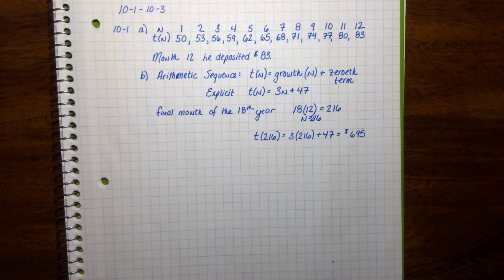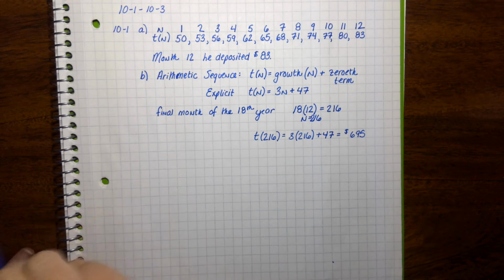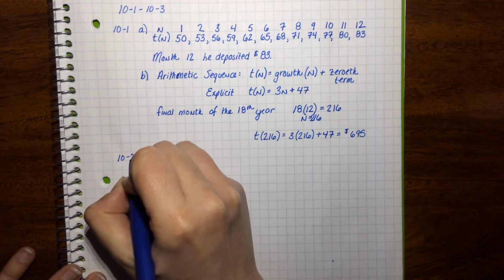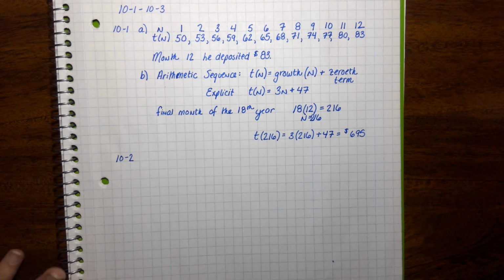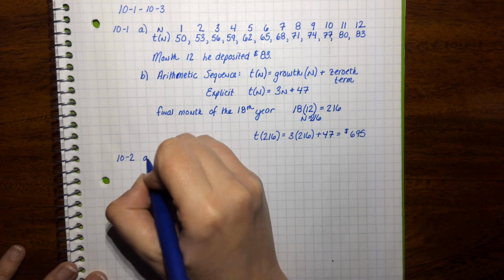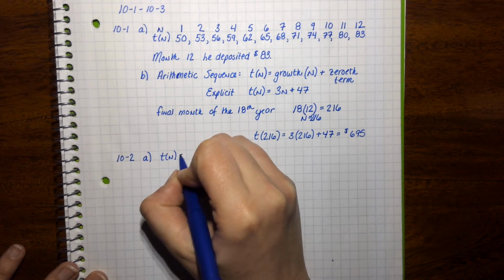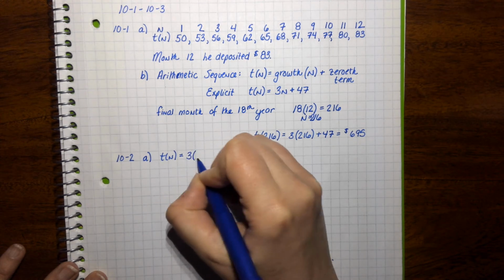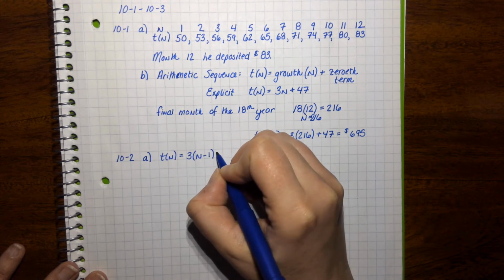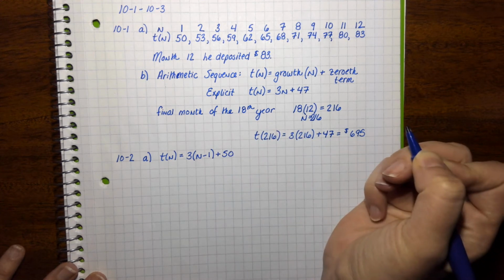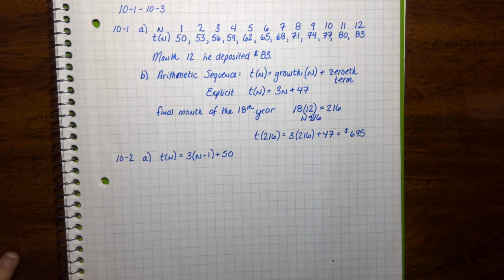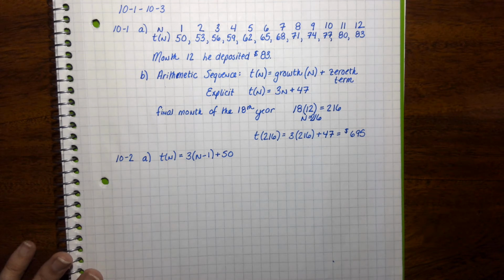Now, number 2. Angela continued to think about Uncle Zachary's savings. Uncle Zachary wrote his equation as T of n equals 3 times n minus 1 plus 50. Verify that this equation is equivalent to the equation your team wrote for problem 10.1 and represents the same sequence. What's the advantage of writing the equation as Angela did? What's the advantage of writing it as Uncle Zachary did?